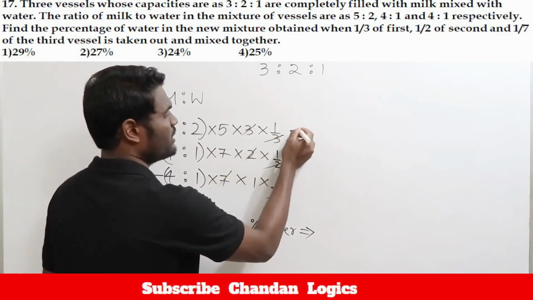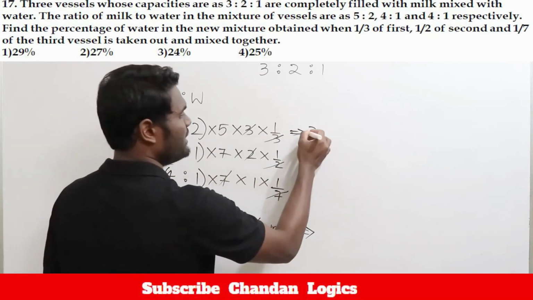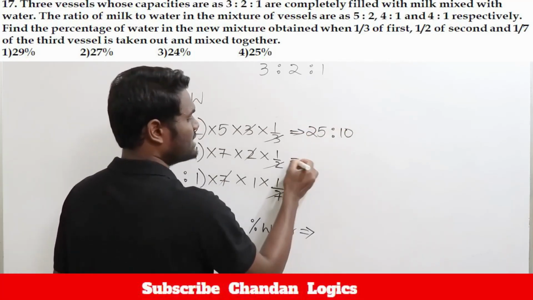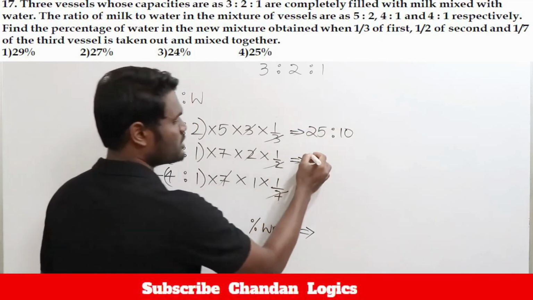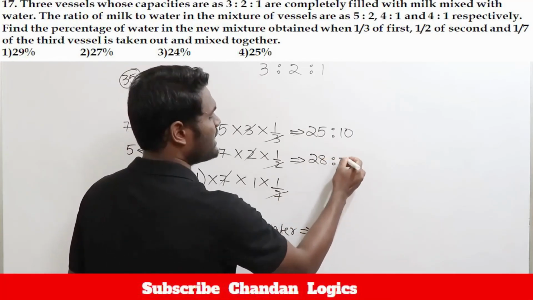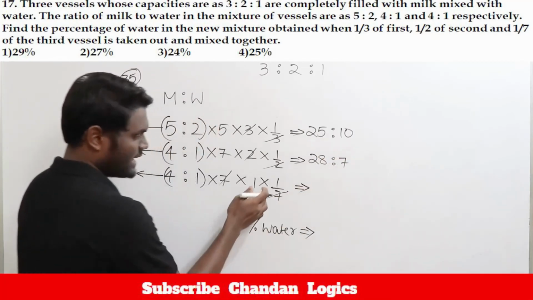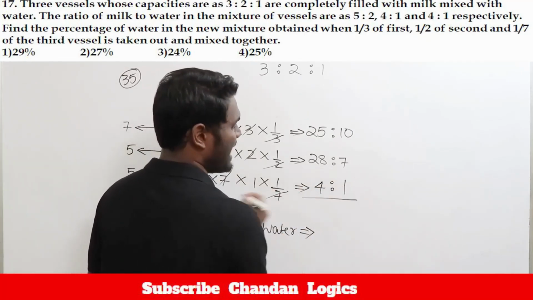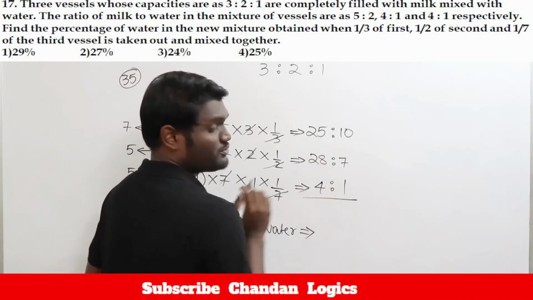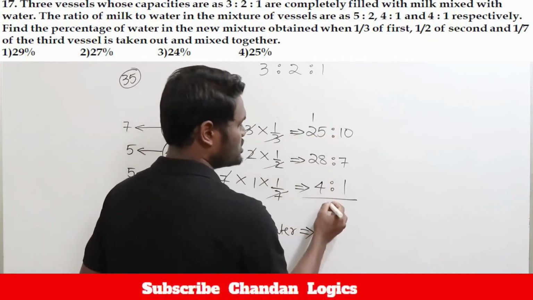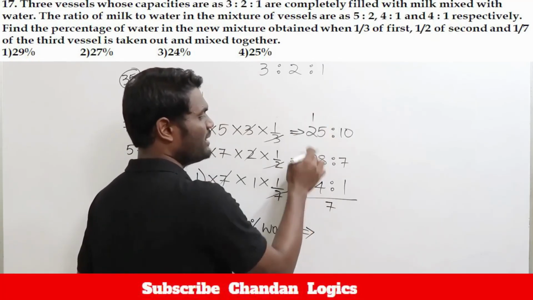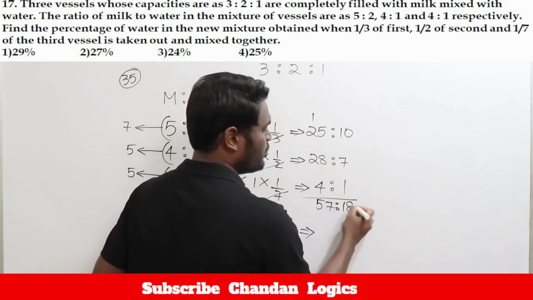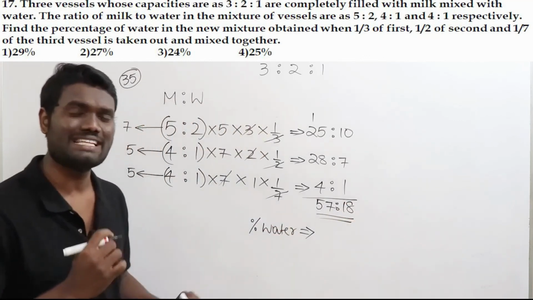Now if you observe this one, what happened? 5 into 5, this will be 25. Next 5 into 2, this will be 10. In the similar way, 7 times 4 is 28, and 7 one time, this will be 7. And next you don't have anything here, so this will be simply 4:1. Now if you add all these numbers, 8 plus 4, this will be 12. 12 plus 5, this will be 17. So 1 carry and this will be 7. 12 plus 2 plus 2 plus 1, this will be 5. So 57. This will be 18, which means the resultant mixture ratio will be 57:18.